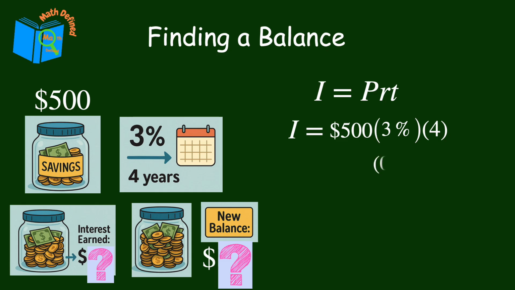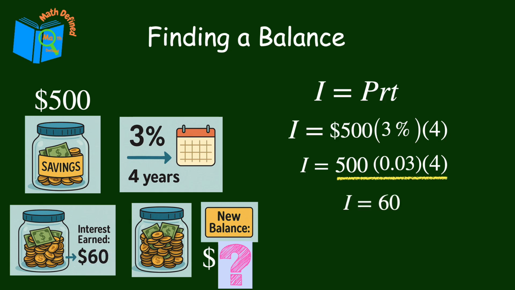Converting the percent into a decimal, we have the equation I equals 500 times 0.03 times 4. Multiplying these three numbers, we get 60. So the interest you earned is $60. To find your new balance, we'll add this $60 to the $500 you deposited to get $560. Nice! You just earned $60 by saving money.